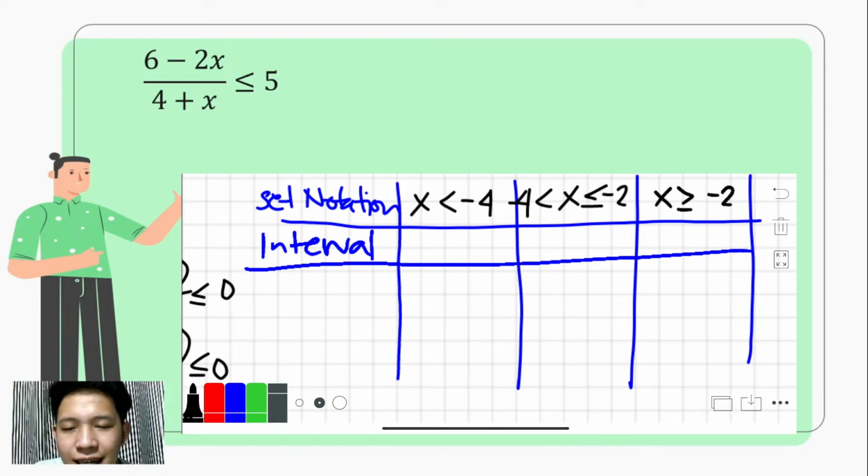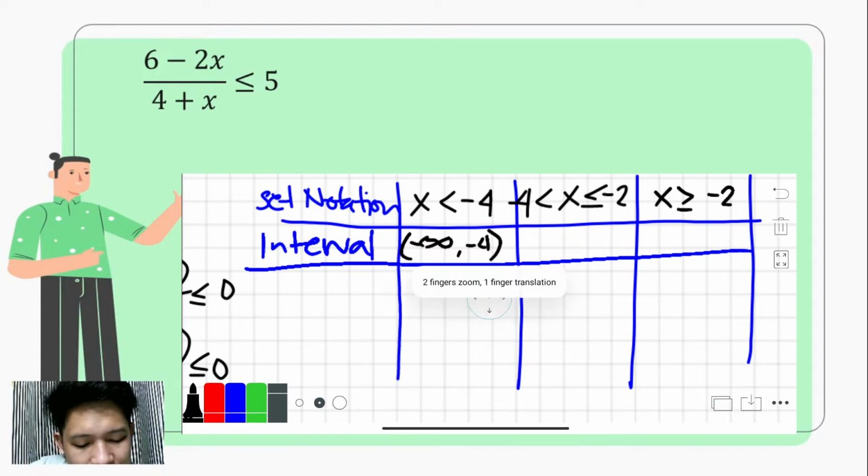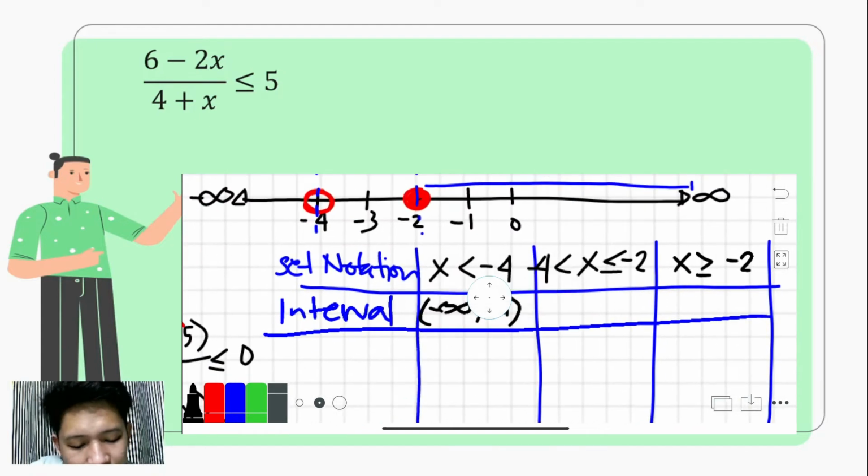So if this is x is less than negative 4, that is from negative infinity to negative 4. Okay? Parenthesis, because it is not included, just like what is illustrated on our graph.